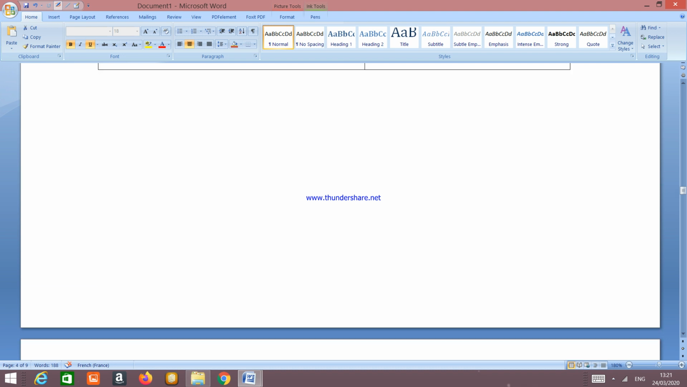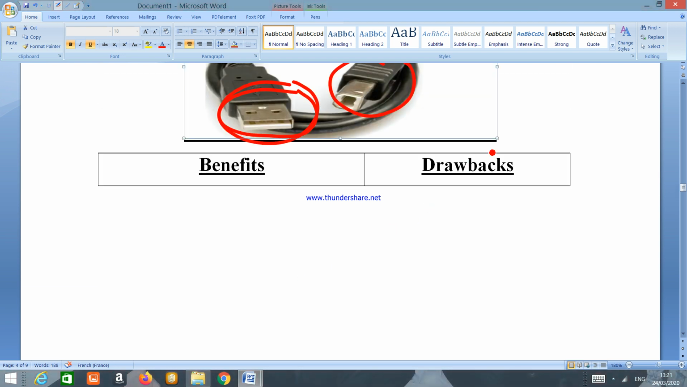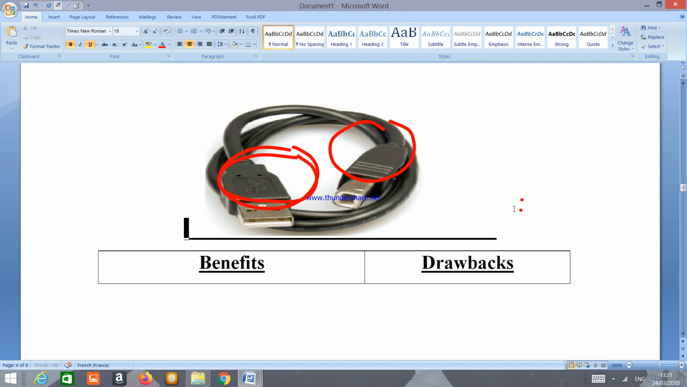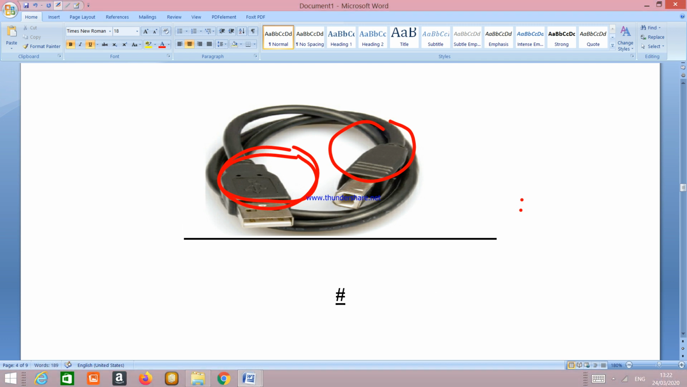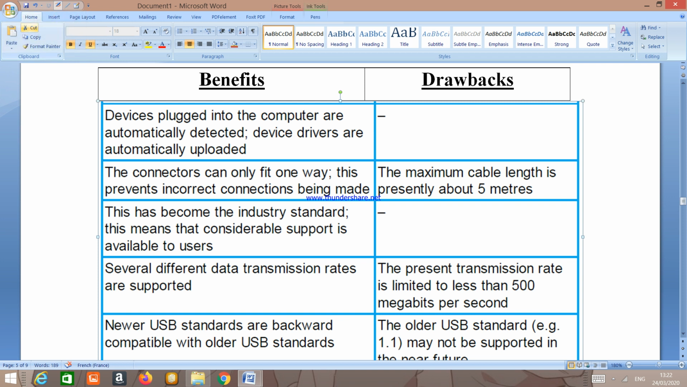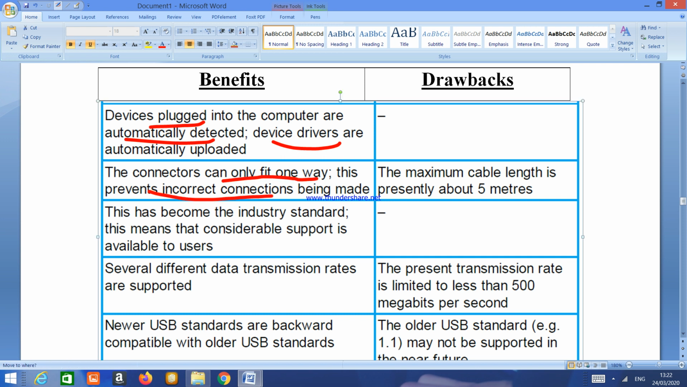Now let's see what are the drawbacks and benefits of using USB. The benefit of USB is plug and play. In any devices you can use it. What do I mean by plug and play? It is automatically detected. No need for drivers to install. It takes the drivers automatically. And another benefit is that it fits only one way, so it prevents incorrect connection.